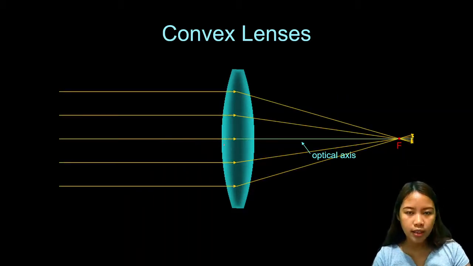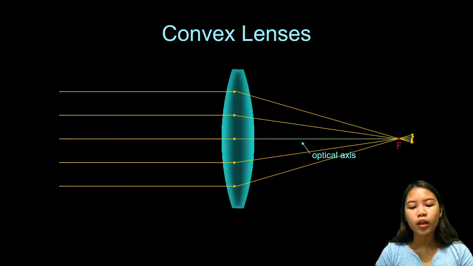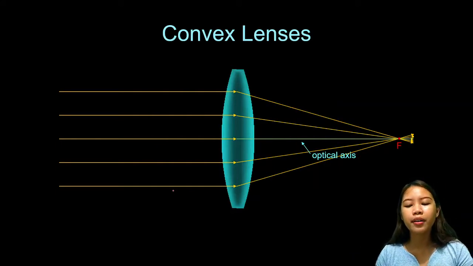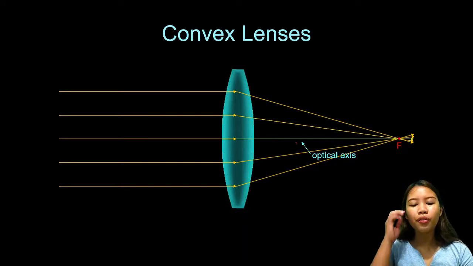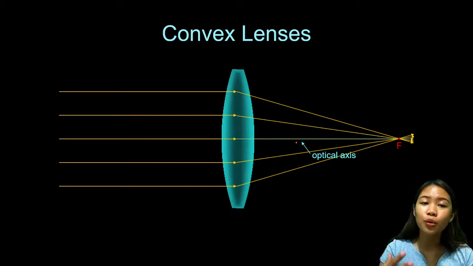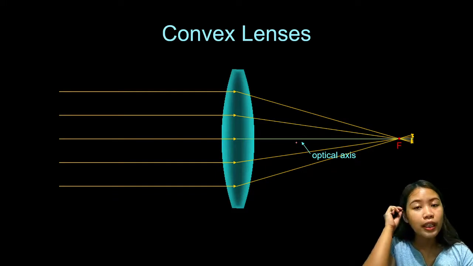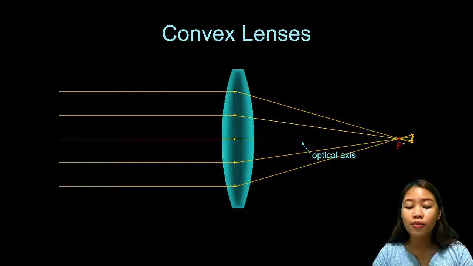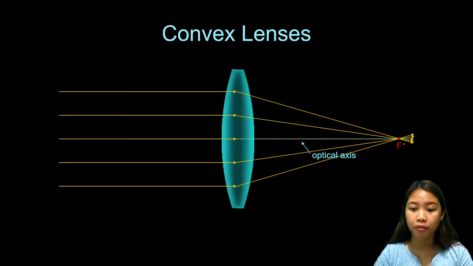So, there it is. We have here the incident rays, which are parallel to each other, and then we have here the refracted rays. As these refracted rays enter the convex lens, since it is thicker in the middle, the light rays converge. With that converging of light rays, they gather at the focal point.